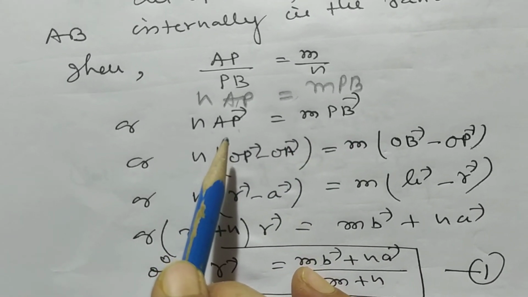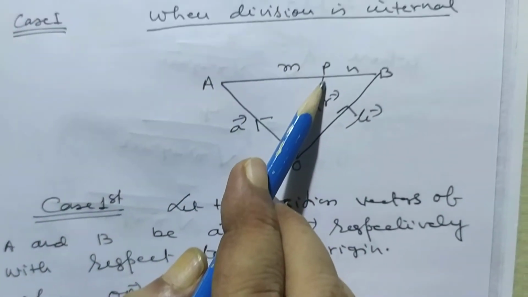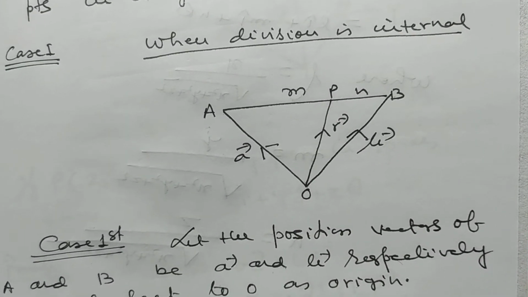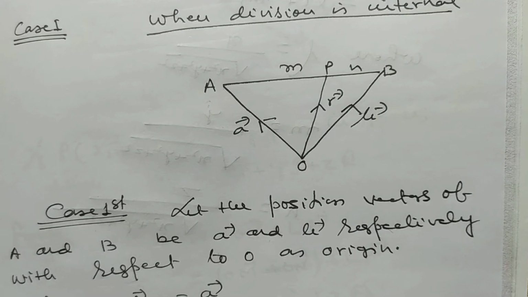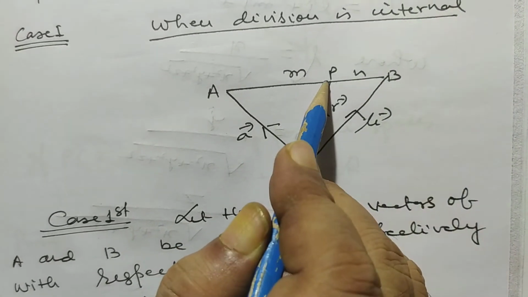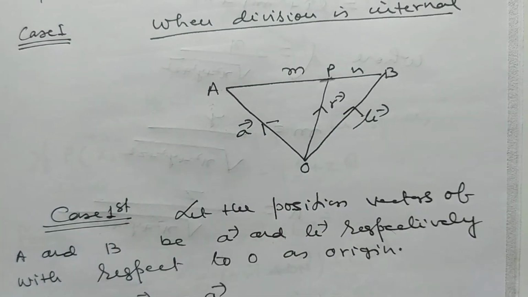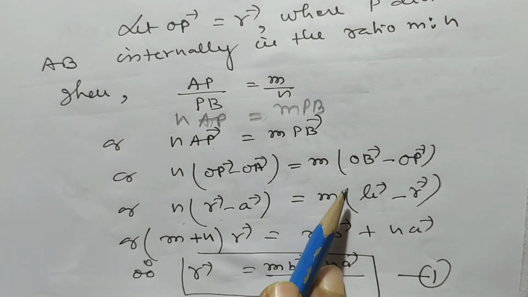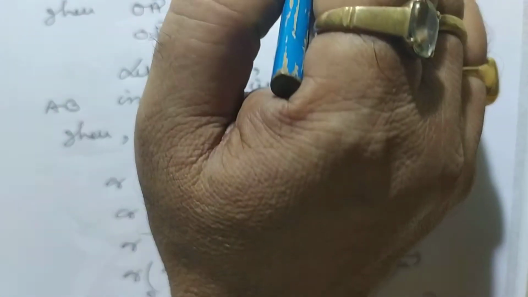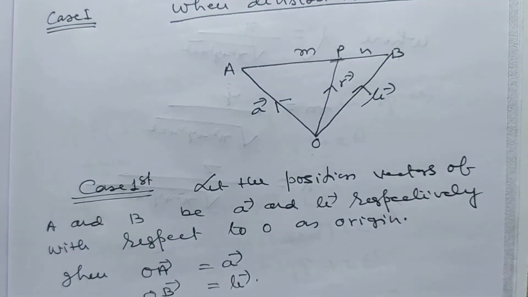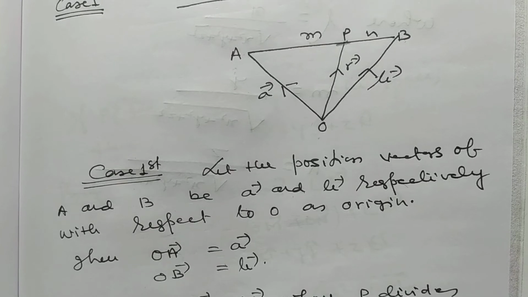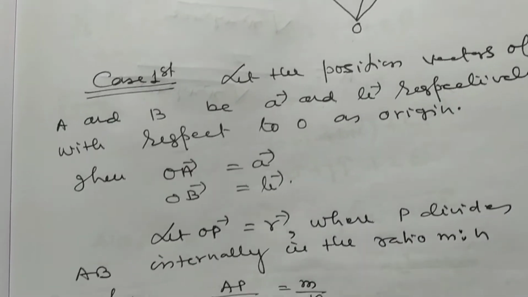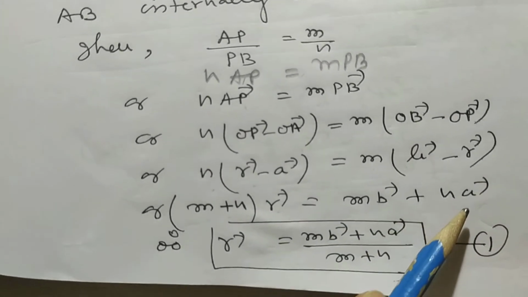Now, vector AP can be written as final minus initial: position vector of P minus position vector of A. Position vector of P is vector R, and position vector of A is vector A. So, you can write n into vector R minus vector A. And also PB can be written as position vector of B minus position vector of P. Position vector of B is vector B, position vector of P is vector R. So in this way, we get m plus n into R is equal to m B plus n vector A.